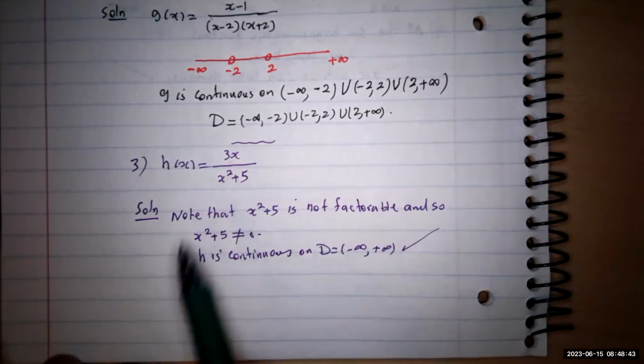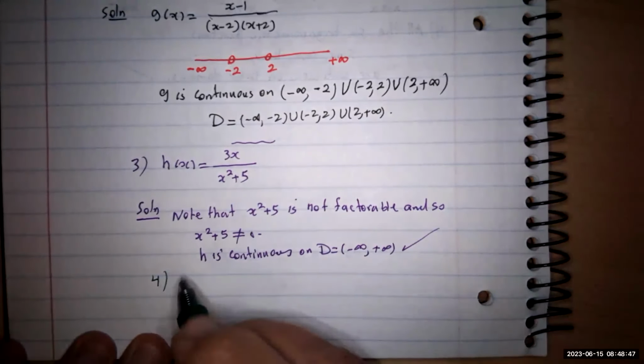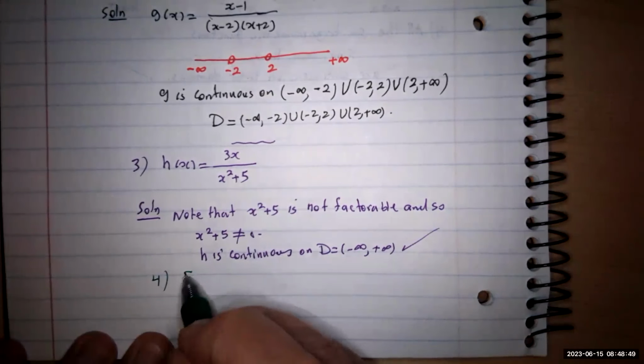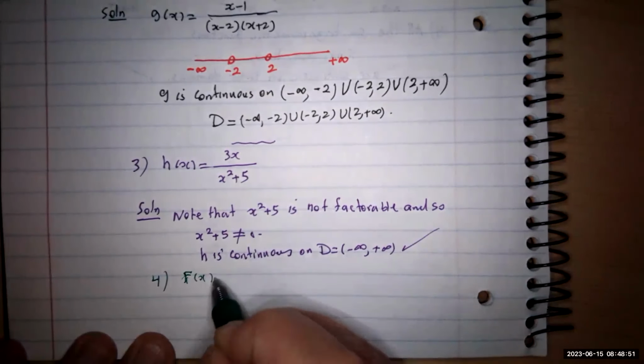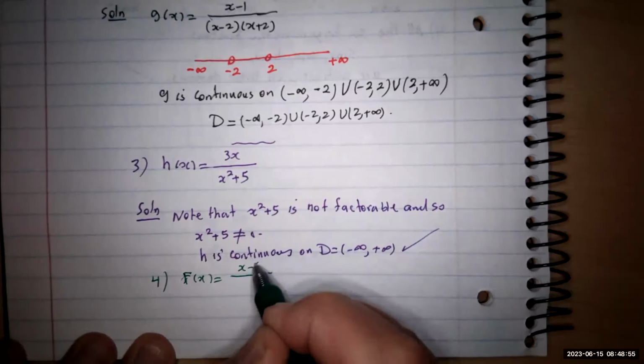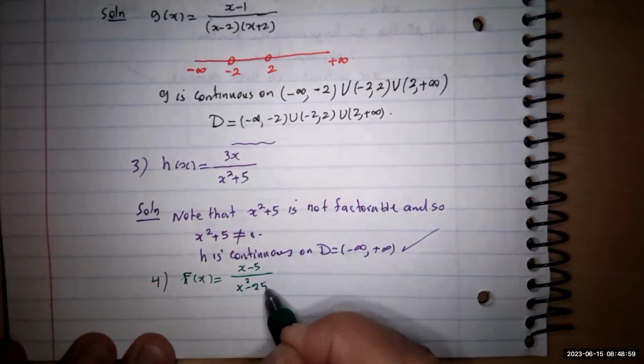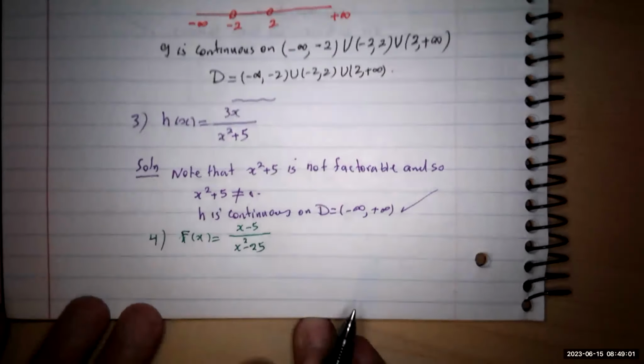I'm going to modify this one a little bit. This is the one that some people miss on the test. Let's see what's special about this. It's going to be x minus 5 over x squared minus 25. See, very similar to the previous one.